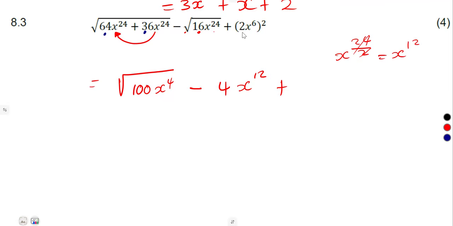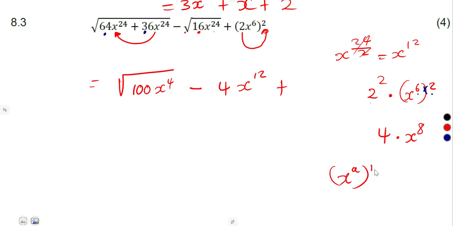Plus 2 there is going to be raised to the exponent of 2. X to the exponent of 6 also is going to be raised to the exponent of 2. So 2 to the exponent of 2, that's 4, times, remember, exponent to exponent, you multiply. So 6 times 2 is what? Is 8. You multiply this A and B. That's x to the exponent of AB.